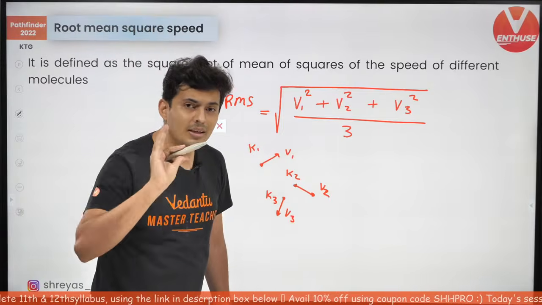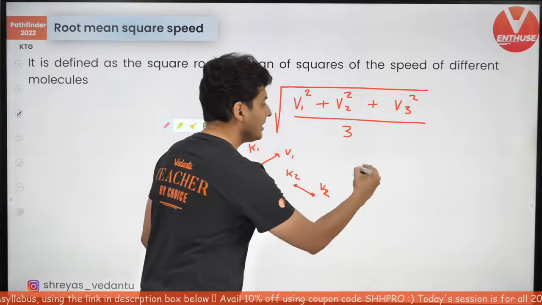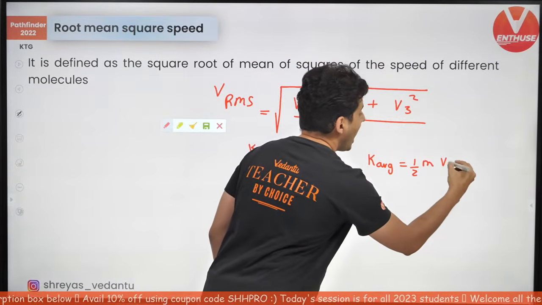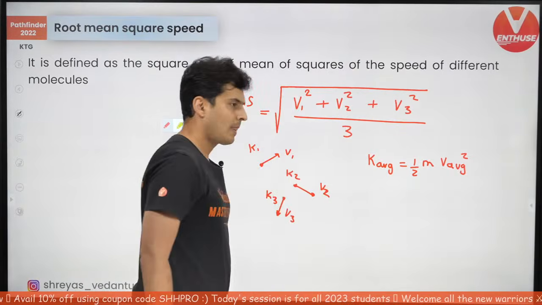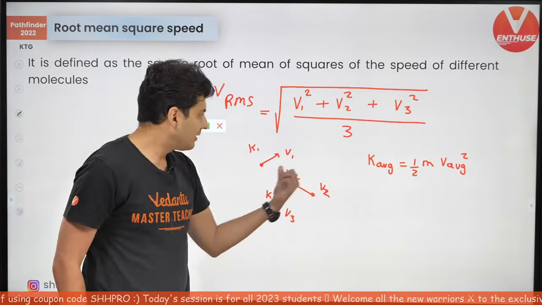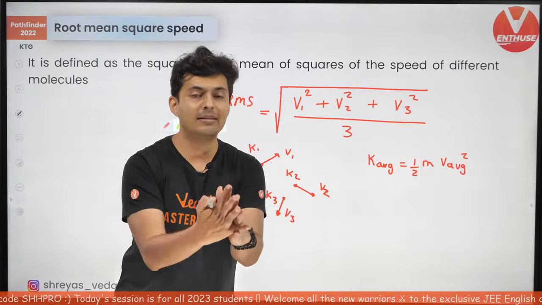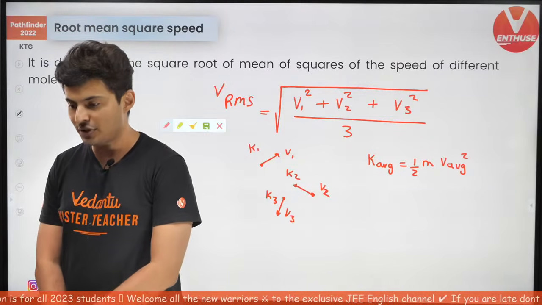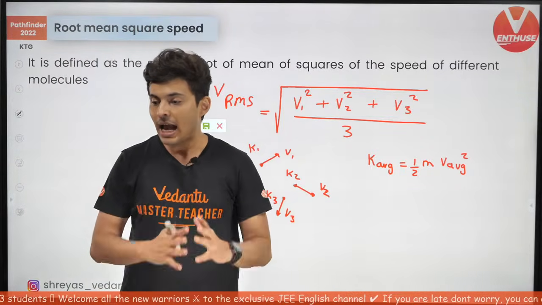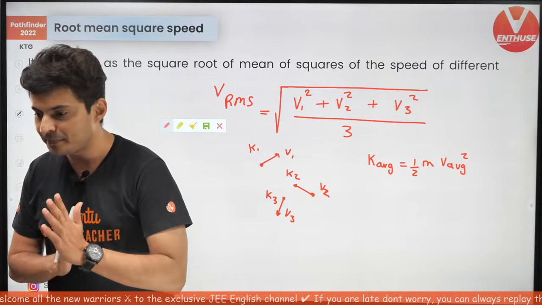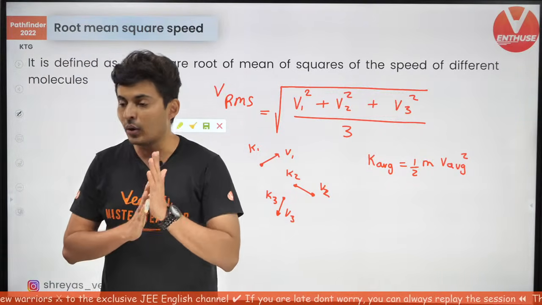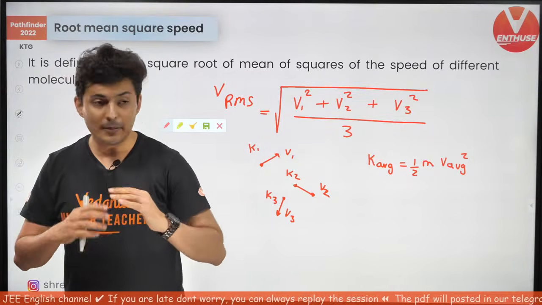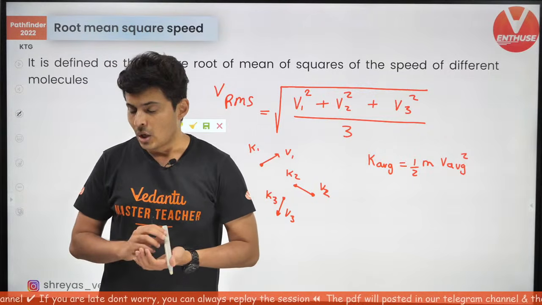Now, do you think that their average kinetic energy will be equal to half m average speed square? If I take the average of their speeds, V1 plus V2 plus V3 divided by 3, square it into half mv square, do you think that will give me the average kinetic energy? Think about it. What do you think? Will it come out to be the average kinetic energy?